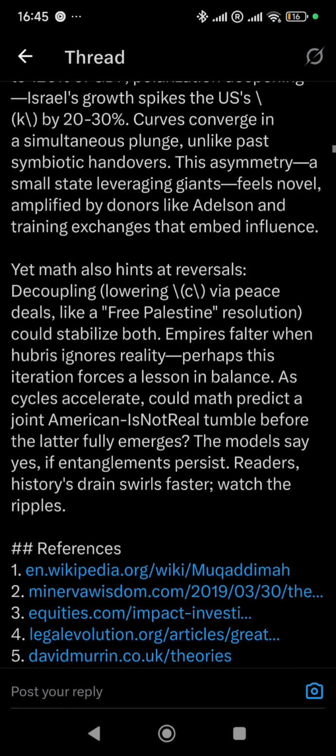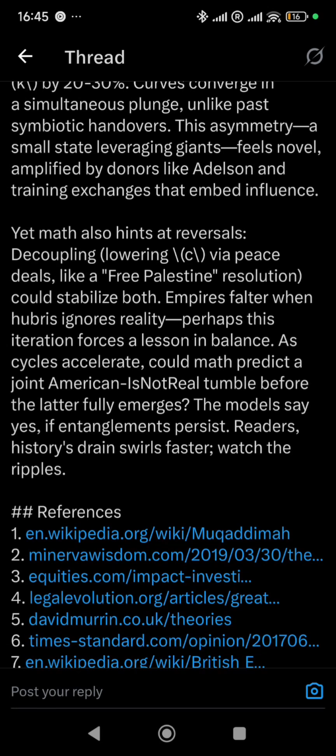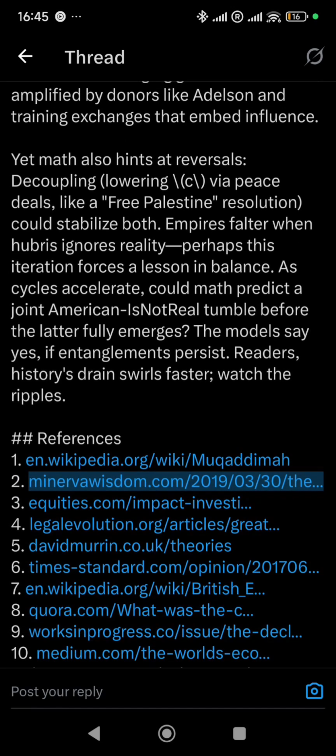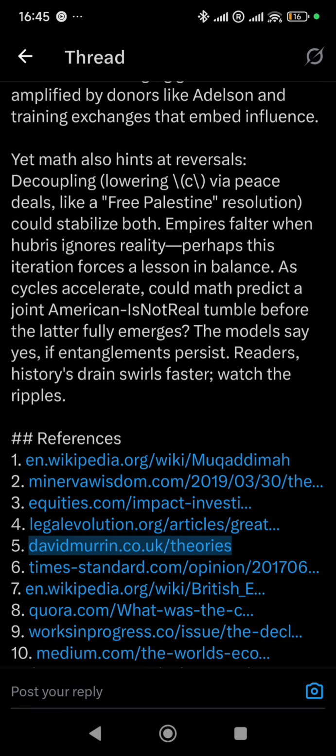Curves converge in a simultaneous plunge. Unlike past symbiotic handovers, this asymmetry, a small state leveraging giants, feels novel, amplified by donors like Adelson and training exchanges that embed influence. Yet, math also hints at reversals, decoupling, lowering C via peace deals like a free Palestine resolution could stabilize both, but it's not going to happen.